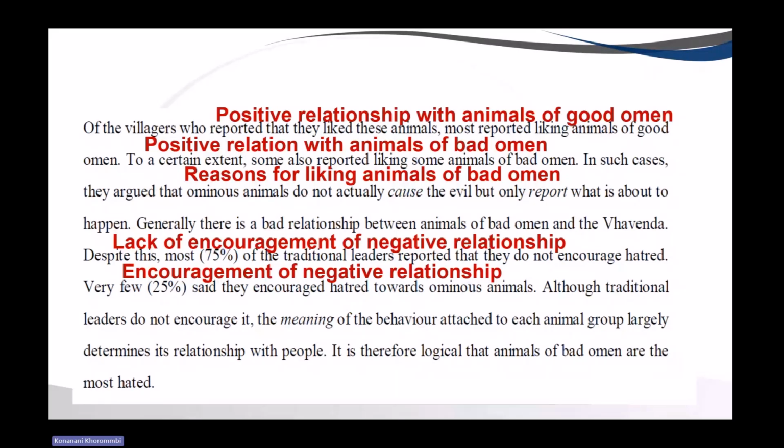And now the chiefs. Generally, there is a bad relationship between animals of bad omen and the Bavenda. But despite this, most, 75% of the traditional leaders, do not encourage hatred. This is what they reported. So there is a positive feeling, a desire to actually protect the animals. They say, don't hate those animals. Don't kill them. Don't fiddle with them. What they do is encourage a positive attitude. But very few said they encouraged hatred towards them. You see now, there is a contradiction again, and this contradiction we're going to carry with us until the last day of conclusion and recommendation.